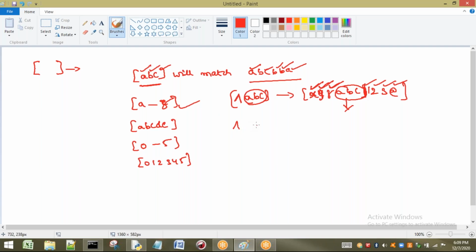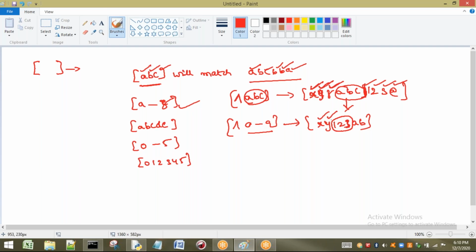For the next one, let us write caret 0 to 9. The meaning of this is: except 0 to 9, search for all the remaining things. For example, X, Y, 1, 2, 3, A, B. How many matches are there here? Except 0 to 9, that means 0, 1, 2, 3, 4, 5, 6, 7, 8, 9, I am searching for all remaining things. So this is one match, this is one match. Next, these three we should not accept. Already I told you, 0 to 9 covers 0, 1, 2, 3, 4, 5, 6, 7, 8, 9.